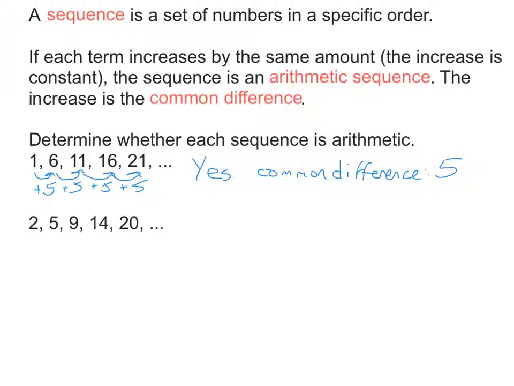In the next sequence, the numbers go in order 2, 5, 9, 14, and 20. So let's see if this is arithmetic. From 2 to 5, we increase by 3. From 5 to 9, we increase by 4. 9 to 14, we increase by 5. And 14 to 20, we increase by 6. So no, this one is not arithmetic.